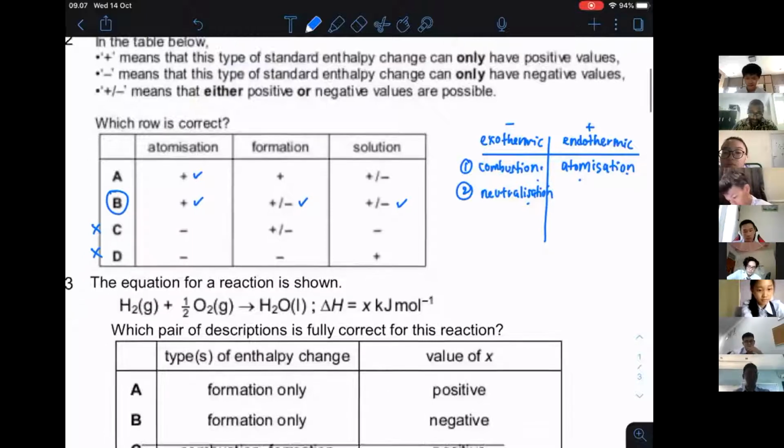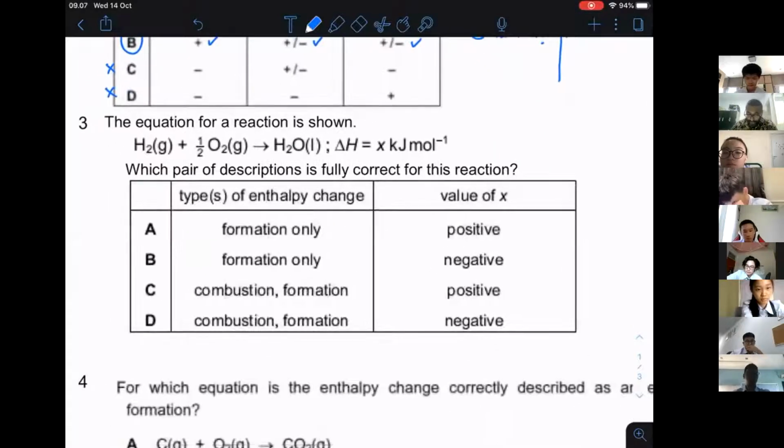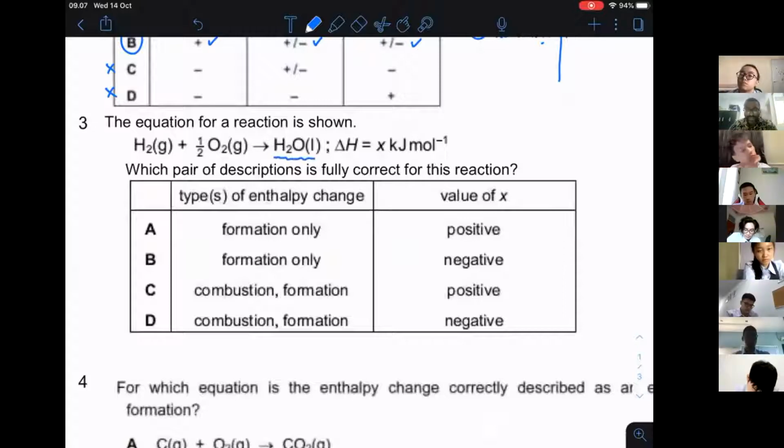Now if you look at number 3, the equation for the reaction is shown below, and they mention the enthalpy change is X. So I want you to look at this equation, to form water. They have given 2 types of enthalpy here, combustion and formation. So I want to find out, is this representing formation? Josh, is this equation representing formation?